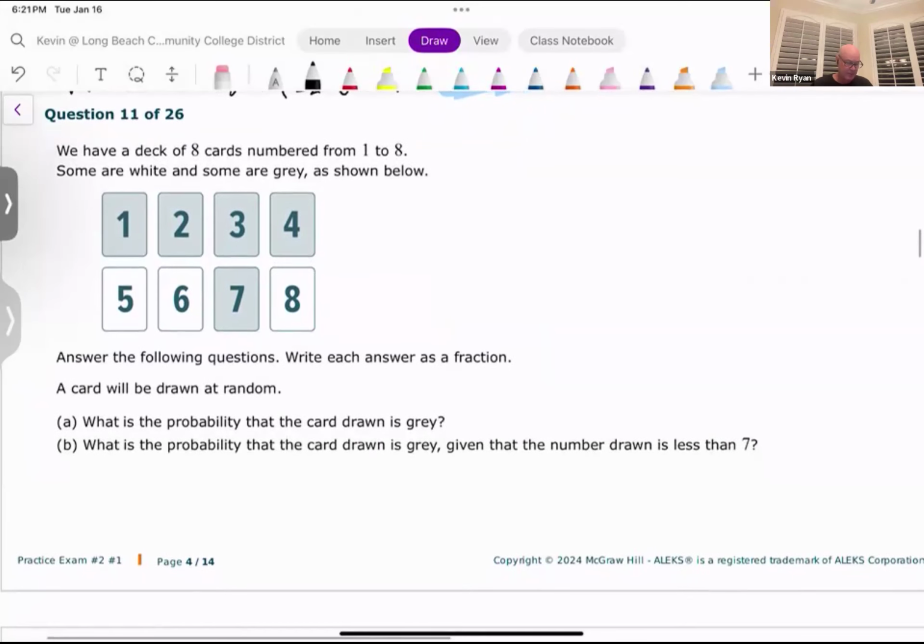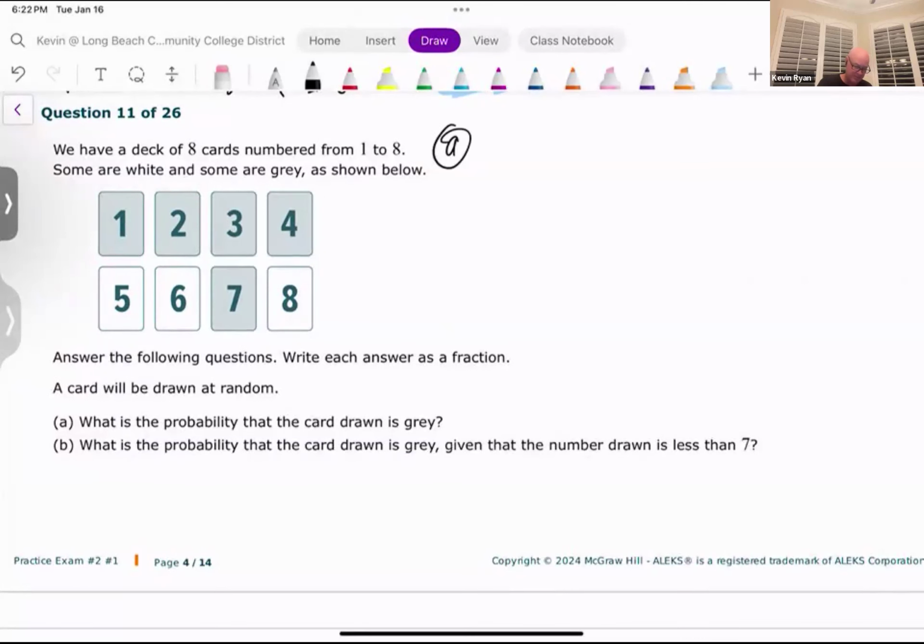Number 11. We have a deck of 8 cards numbered 1 through 8. Some are white and some are gray, as shown below. Answer is a fraction. A card is drawn at random. Part A. What is the probability that the card drawn is gray? Okay, well, first of all, I'm not sure why they're spelling it the British way. That's fine. My denominator is going to be 8. And how many of them are gray? It looks like 5 of them are gray. And they want it left as a fraction, so there we are.